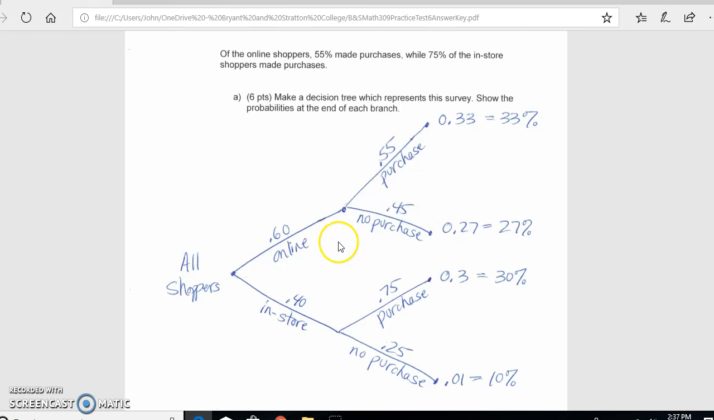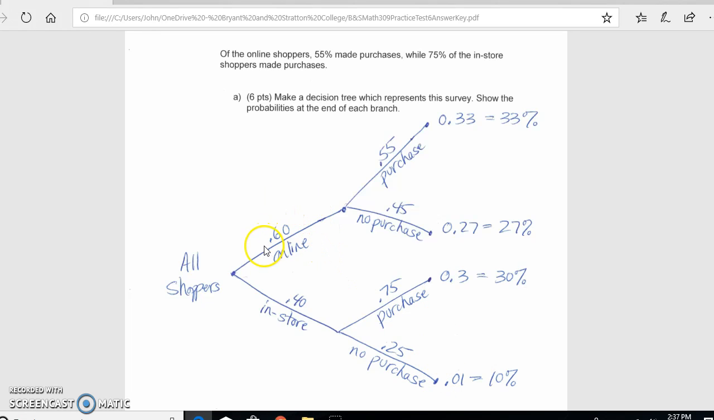And so once we get the diagram set up in this way, now what we can do is we can take each branch that leads out to these final points or nodes, and we can multiply along the branches, and that will give us the percent at each of these nodes at the end.